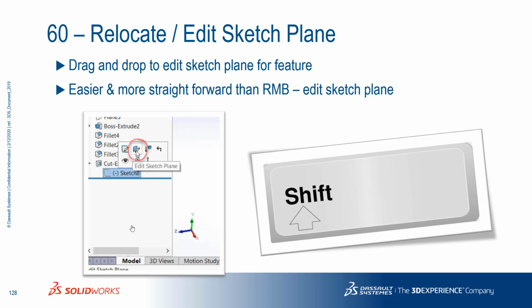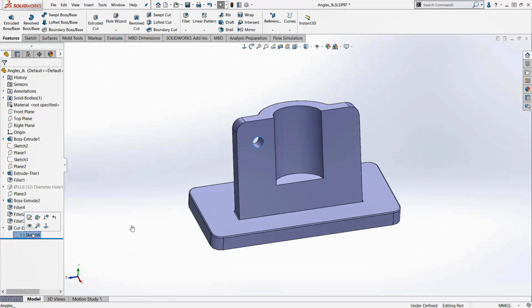And lastly, editing sketch plane on the fly. How many times do you deliberately go in there, hit edit sketch plane, you move it to a different plane, then you get errors or it's off to the side, right? If you hold the shift key and drag it from the tree, you can place it directly where you want and you don't get it off in space and stuff, right? So let's take a look at this.